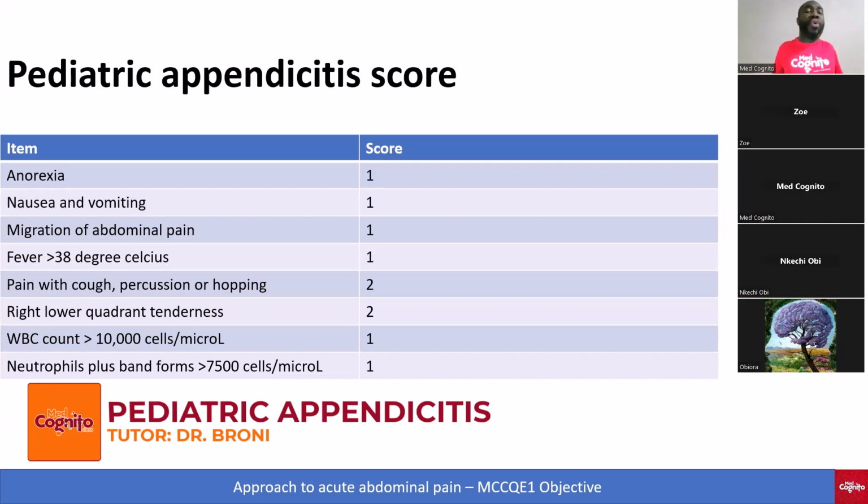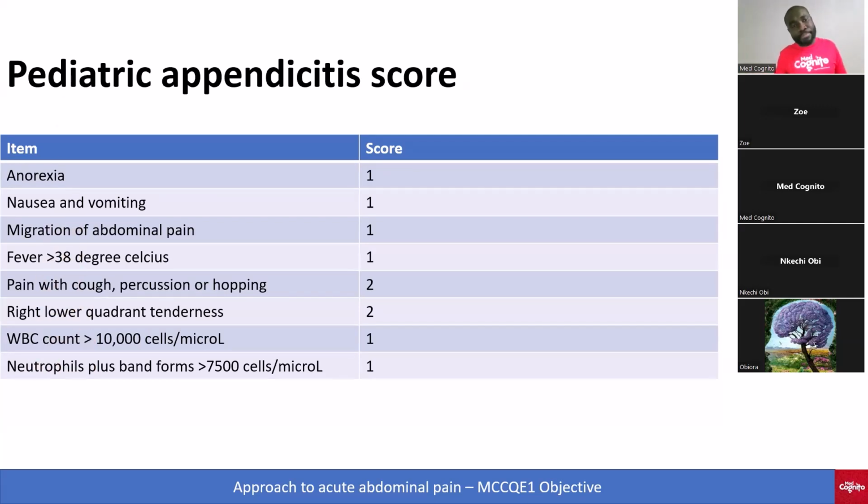Pediatric appendicitis score. The maximum score is 10. What are the components of the pediatric appendicitis score? Number 1, anorexia. Number 2, nausea and vomiting. Anorexia and nausea and vomiting each score 1.